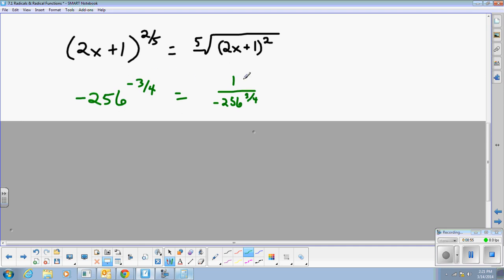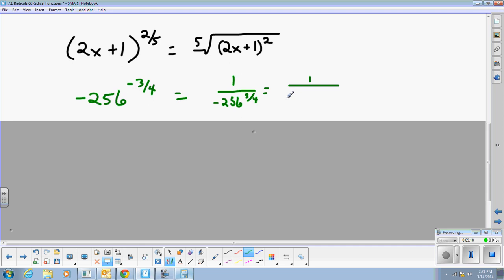I've done that reciprocal. I've put it down in the denominator of the fraction. And now I have to deal with this part right here. Keep in mind this negative sign is outside. It has no parentheses on it. So that means it is negative 1 times 256. So as I deal with this under my radical, I'm going to be writing a fraction the whole time. I'm going to have 1 over something.